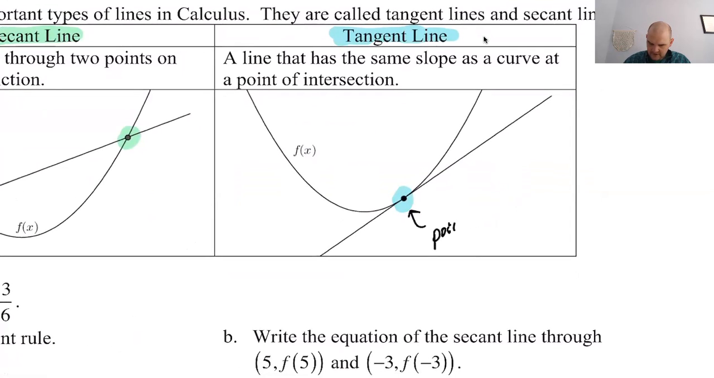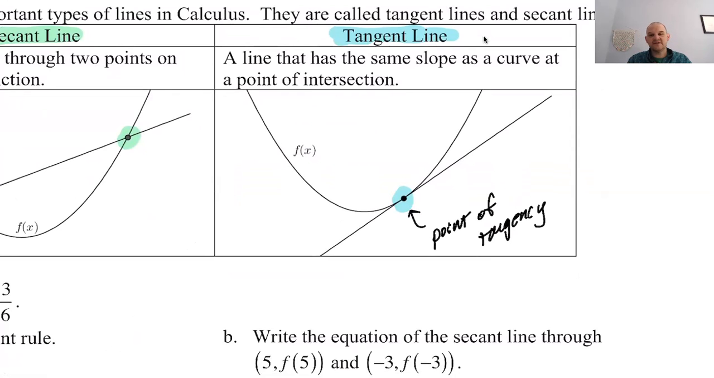So that's your point of tangency. And at that point, the curve has exactly the same slope as the line, right? So a tangent line shares a value with the function, and at that point, it has the same slope. So could it intersect again? It definitely could. It only needs to be at the point of tangency.